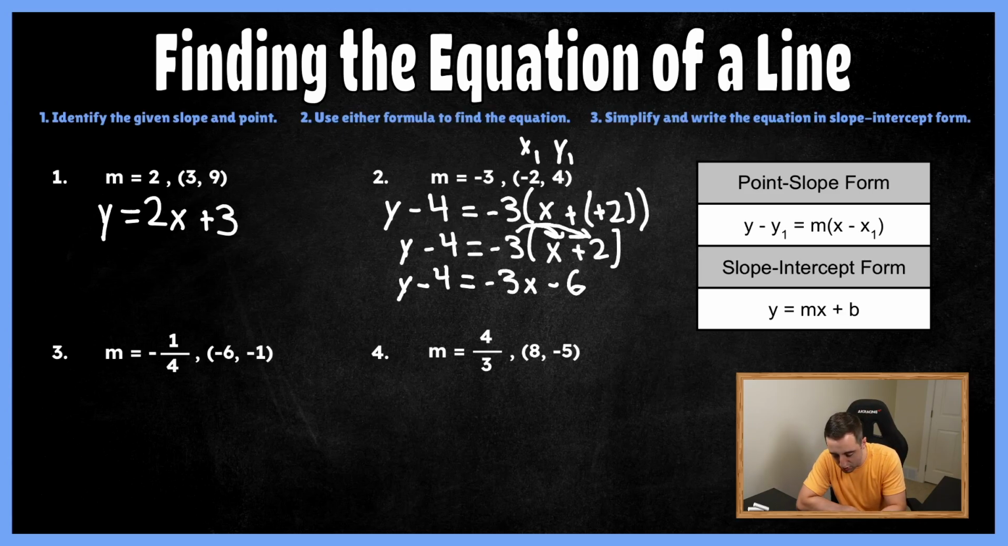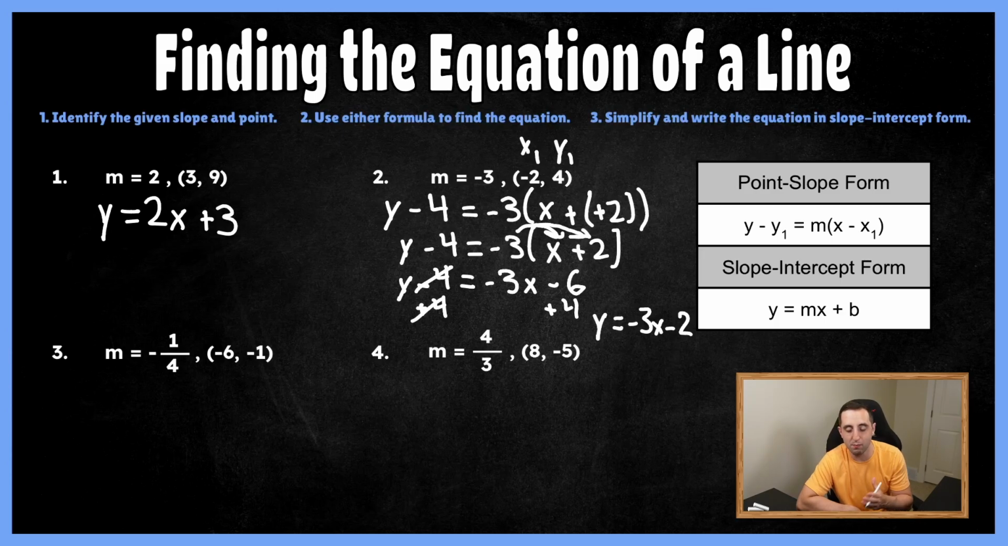So get rid of subtracting by 4 by adding 4 to both sides. Negative 4 and positive 4, those are inverses or opposites, and we end up getting y equals negative 3x, and then negative 6 plus 4 is negative 2 or minus 2. So our equation of a line in slope-intercept form is y equals negative 3x minus 2.